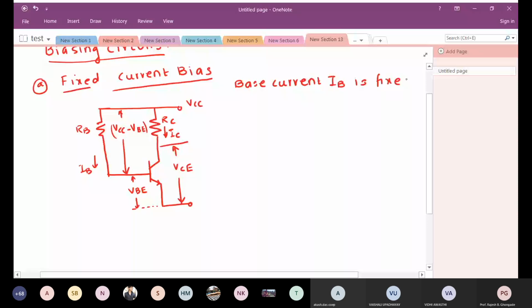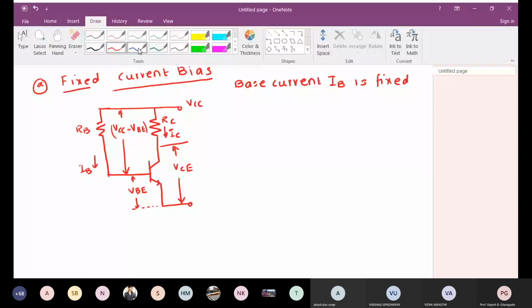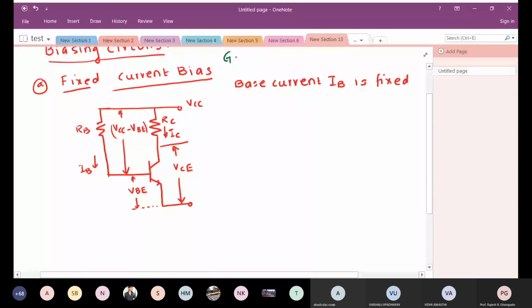Remember, what is our goal? Why are we doing this? What is our goal? Never forget the big picture. Our goal is to set the Q point. Simply means some value of IC and some value of VCE. Our goal is to set the Q point, and that is the reason why we are doing this circus.